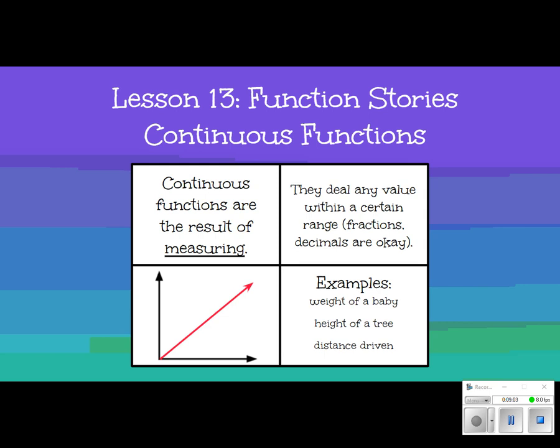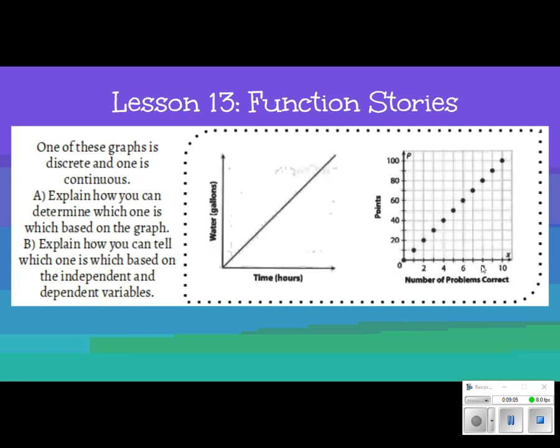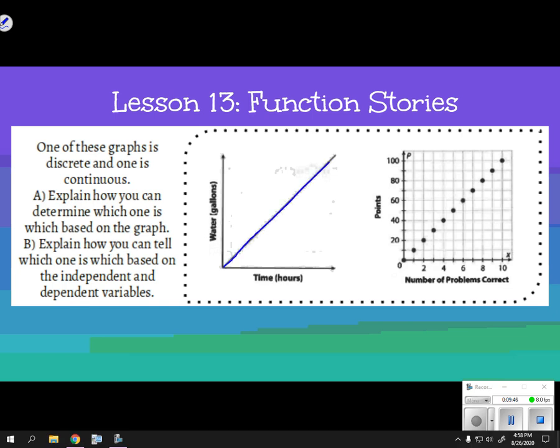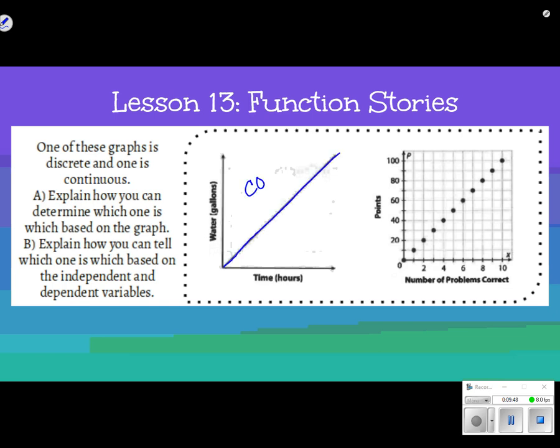So let's look at some examples. I have two graphs here, and one of these graphs is discrete, the other one is continuous. I want you to take a moment, pause the video and figure out which one is which. Which one's discrete, which one's continuous. So the one on the left with the nice straight pretty line, this is continuous.